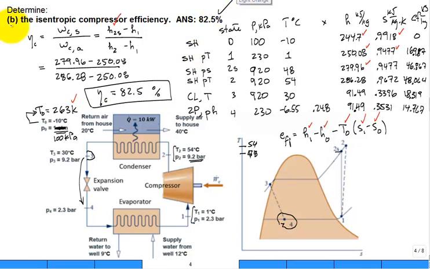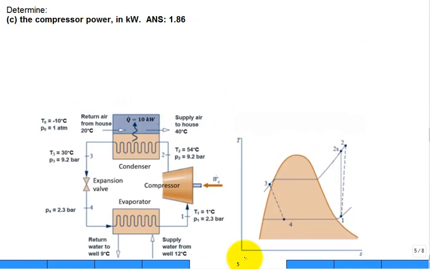Okay, that was a lot of work for part B. I'm going to note that we have the flow exergies available to us, as well as any and all of these enthalpies if we need them for part C, D, E, etc. Let's continue on. All right, so what is the compressor power? What is this W dot C?